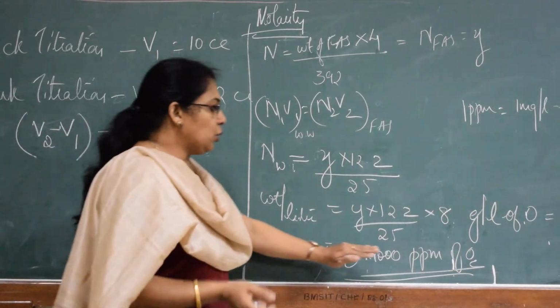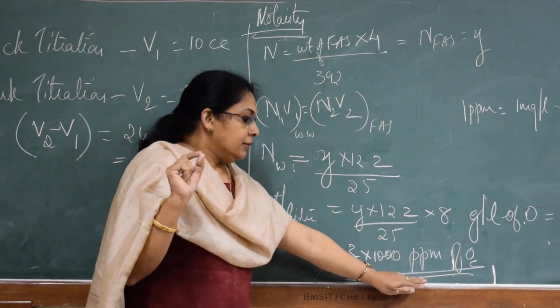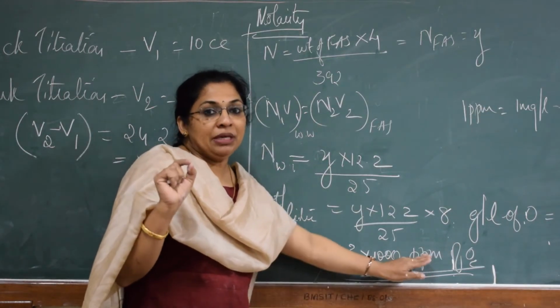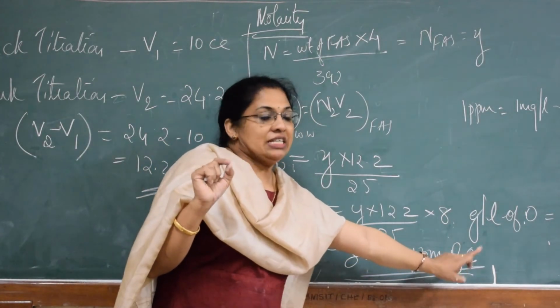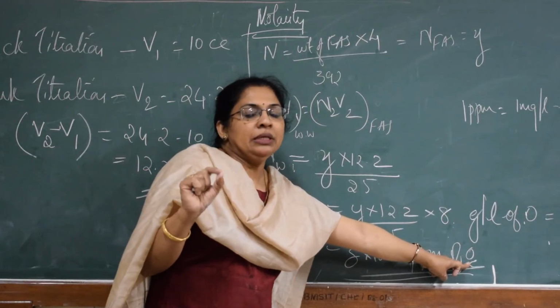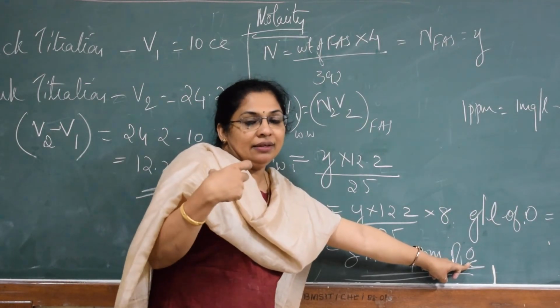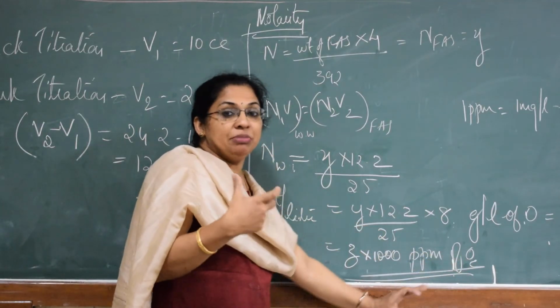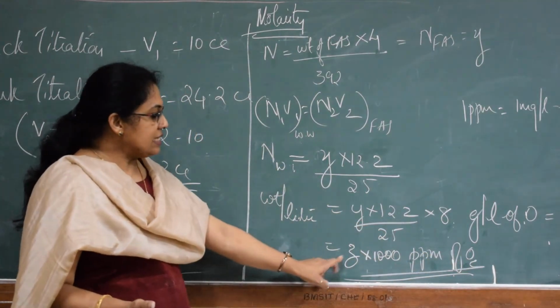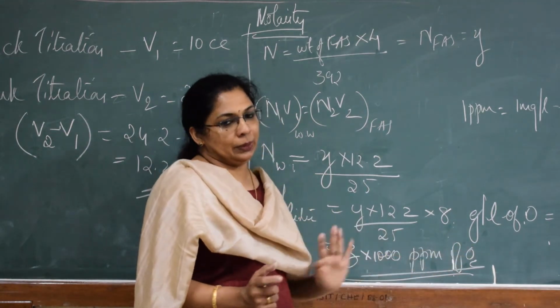So finally you are going to calculate the amount of COD in terms of ppm of oxygen. Why oxygen? Because as I told you, COD impurities demand oxygen, and you calculate in terms of the amount of oxygen being utilized. So here we can say this much amount of oxygen has been utilized.